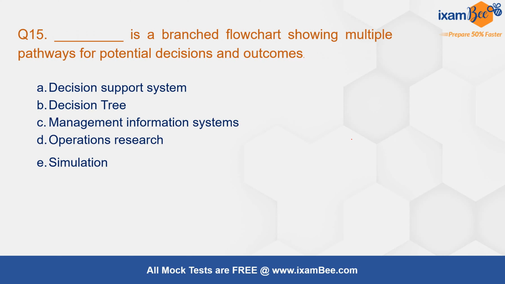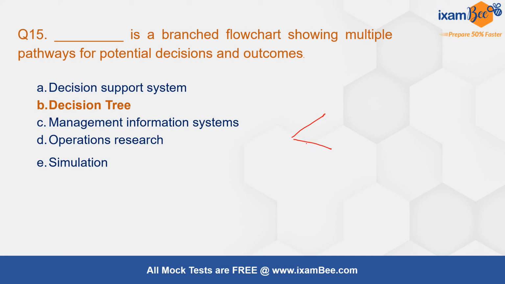Okay. Next question. Dash is a branch flowchart showing multiple pathways for potential decisions and outcomes. So this is a decision technique. So which of this is defining the following decision technique? Decision support system, decision tree, management information system, operations research, or simulation? The correct answer is a decision tree. So it's decision tree, it's because it branches out.